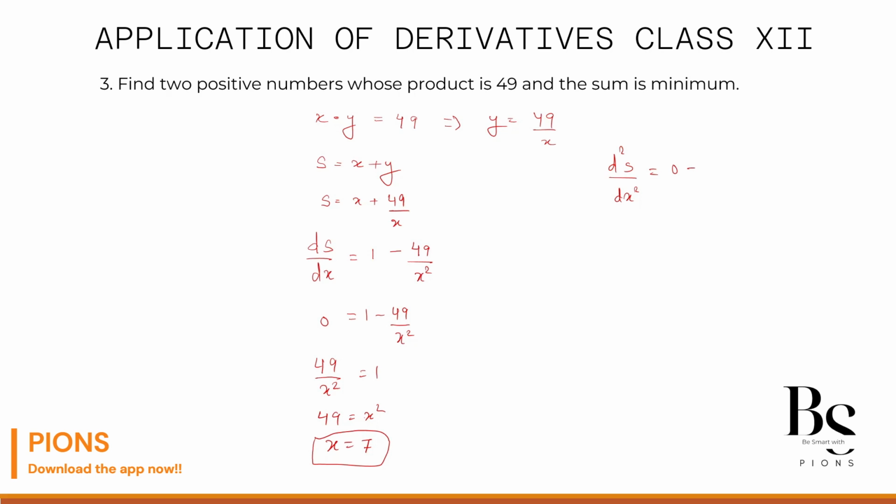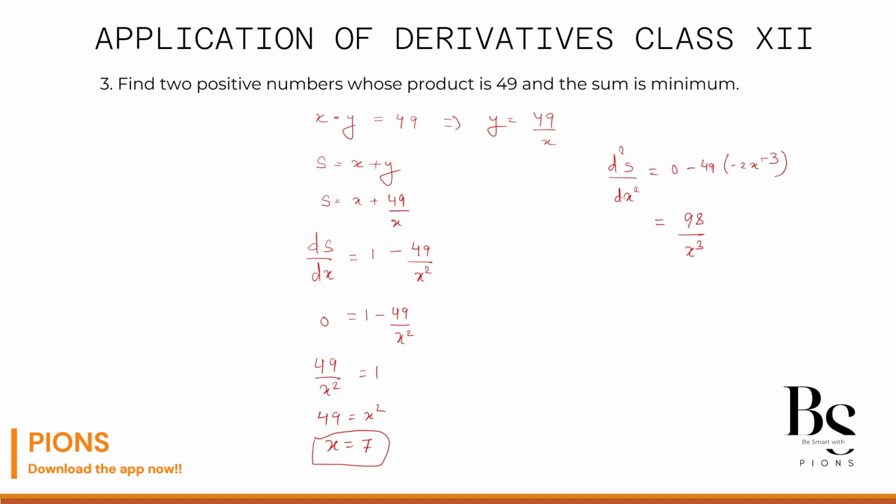what's the derivative of 1 upon x square? 1 upon x square can be written as x to the power minus 2, and minus 2 will come in front, and x to the power minus 3. If you know the basics of differentiation, otherwise go through the differentiation lectures again. So minus and minus, it will become plus 2 times 49 which is 98 upon x cube. That's the double derivative.